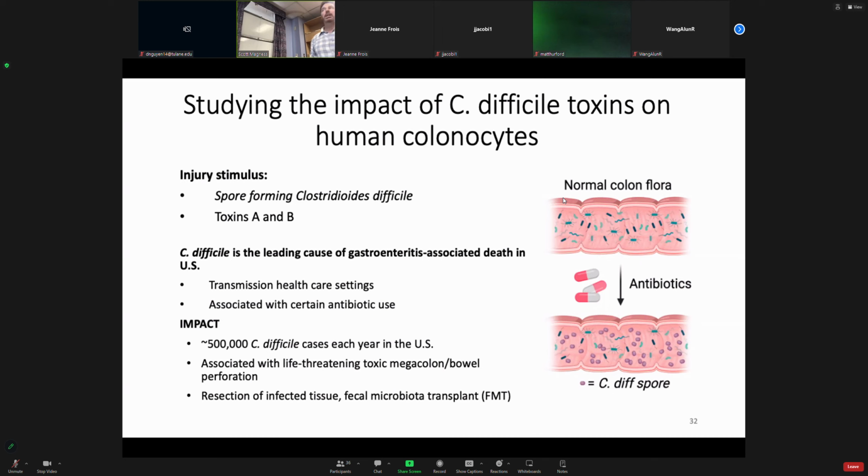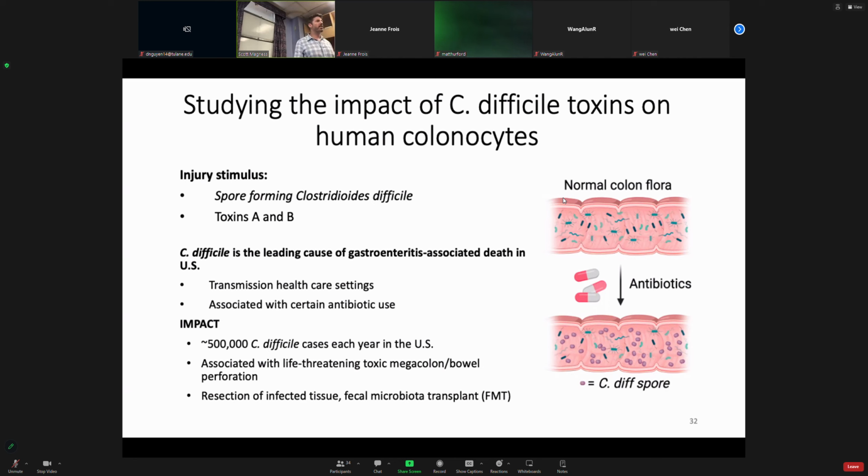Most of this happens in healthcare settings, either in hospitals or in certain types of healthcare settings for older individuals. And they're associated with certain antibiotic use. So people that get large amounts of certain types of antibiotics can acquire these spores, and they will colonize the gut, and it causes basically death of the gut in many cases. There's 500,000 cases of this each year in the United States. It's a life-threatening disease many times and causes toxic megacolon and bowel perforation. And there's really no good treatments.